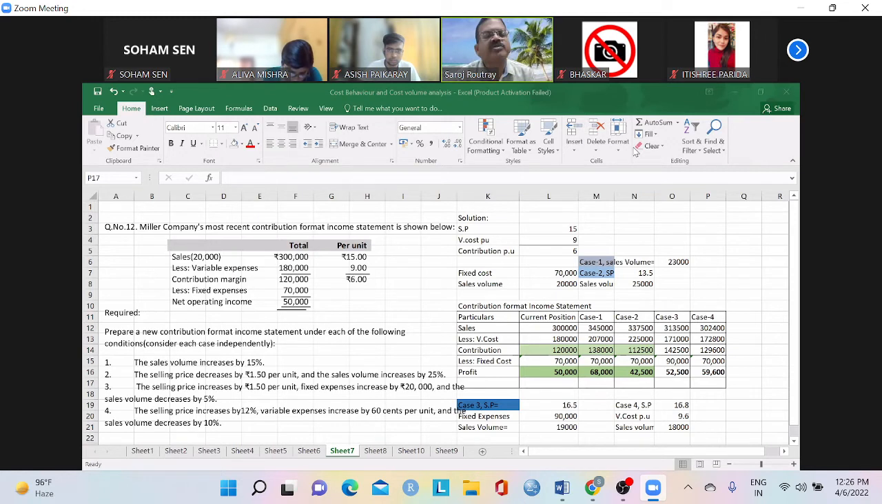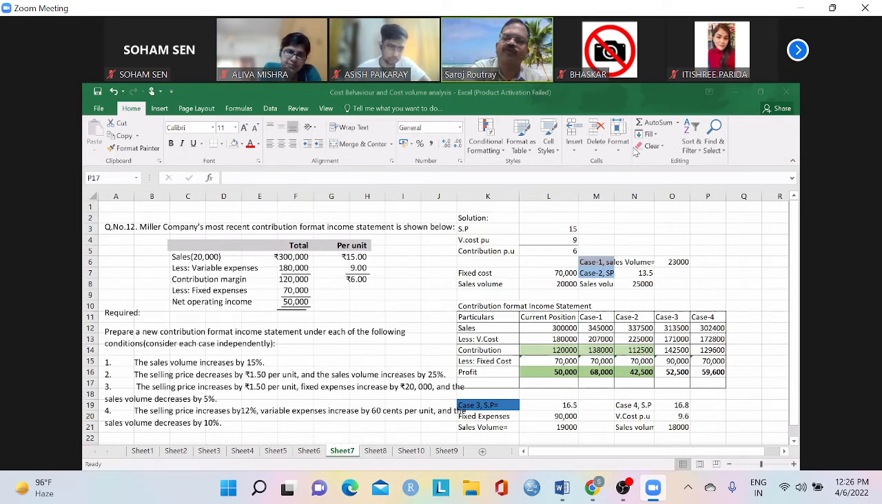Miller Company's most recent contribution format income statement is shown below. Sales 20,000 units, 15 per unit, 3 lakh total sales, variable expenses 1,80,000, contribution margin 1,20,000, fixed expenses 70,000, net operating income 50,000. Prepare a new contribution format income statement under each of the following conditions. Consider each case independently. The sales volume increases by 15%.